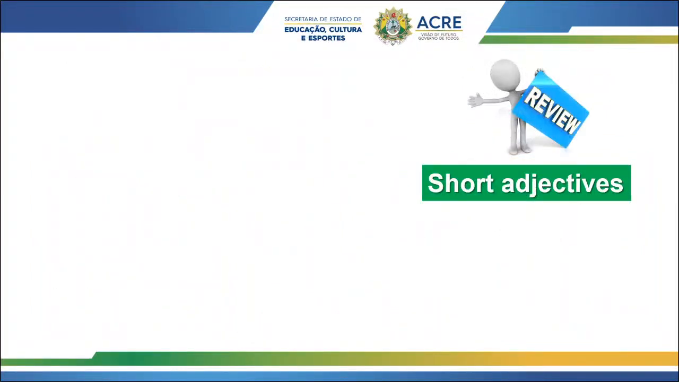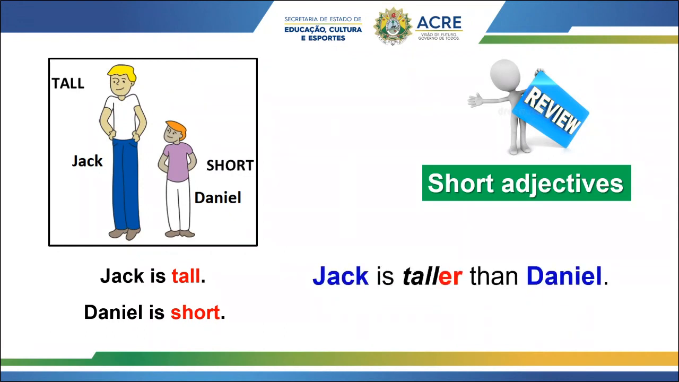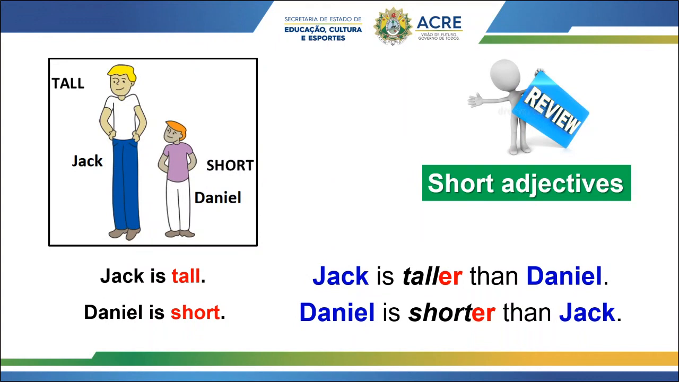Jack is tall. Daniel is short. Jack is taller than Daniel. Daniel is shorter than Jack. Tall, comparative form, taller. Short, comparative form, shorter. When we have short adjectives, we add er, sometimes ier.